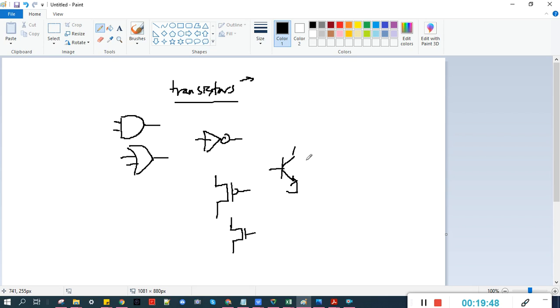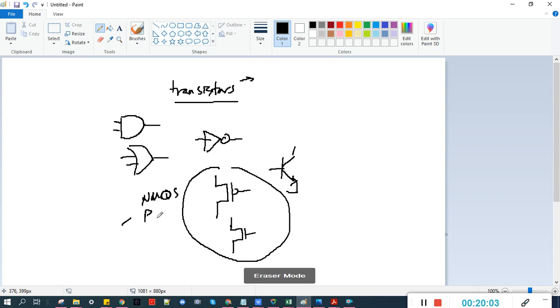If we want to design ICs that are small, we're going to use these transistors, NMOS and PMOS, or CMOS, collectively called CMOS transistors.